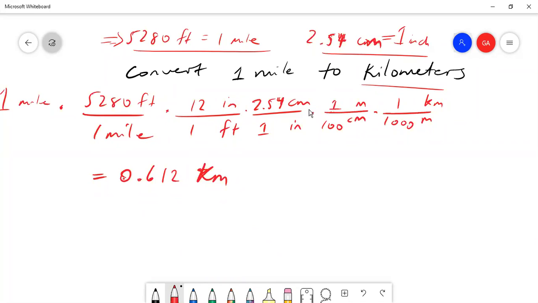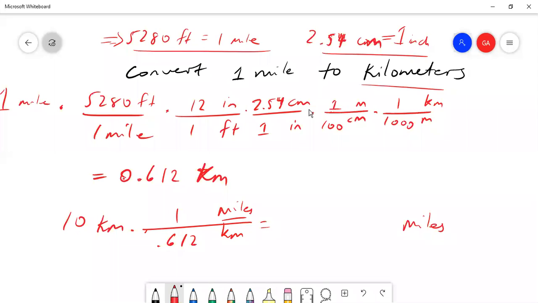So if I were to ask you how many miles are there in 10 kilometers, what would you do? You just use this fact, right? So what would I multiply and divide by? 0.612 kilometers over 1 mile. Is it that way or the other way? Other way, sorry. We need miles up here, and kilometers down here, and 0.612. Can someone do this for me? 10 divided by 0.612.